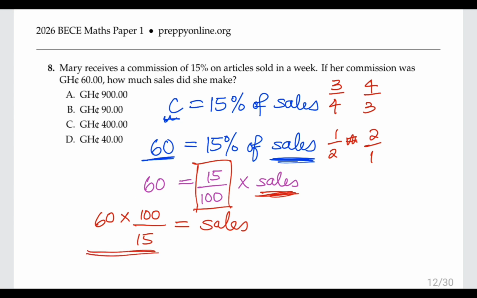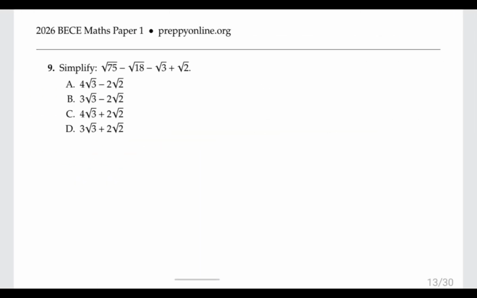And we have to simplify. 15 divides itself 1, divides 60 four times. So we have 4 times 100. That means sales is equal to 400 cities. And that is C. So we go to the next problem.